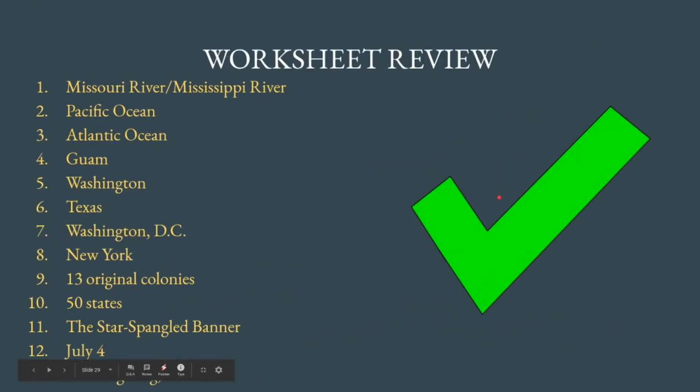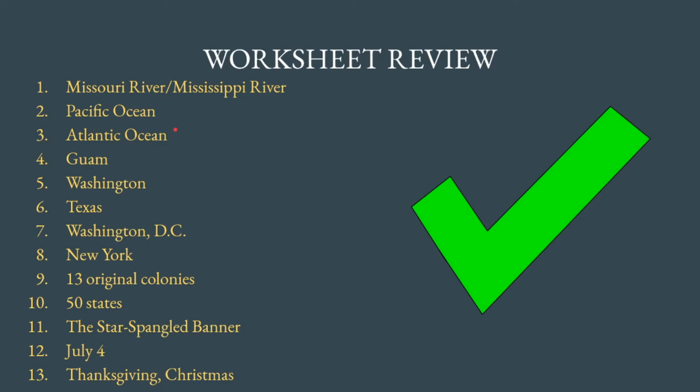All right, so now let's finish up with some quick worksheet review to make sure that your answers match what I have as well. So, question one asked for the name of one of the two longest rivers in the United States. Either the Missouri River or the Mississippi River is correct. You only need one of them. Question two asks what ocean is on the west coast of the United States, and that is the Pacific Ocean. Question three asks what ocean is on the east coast of the United States, and that is the Atlantic Ocean.